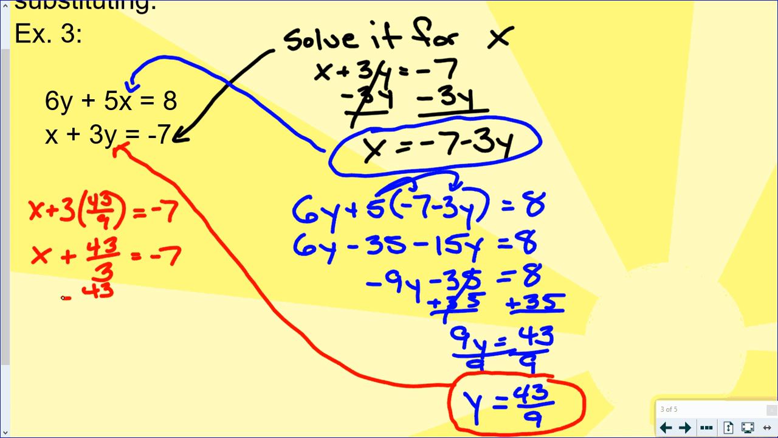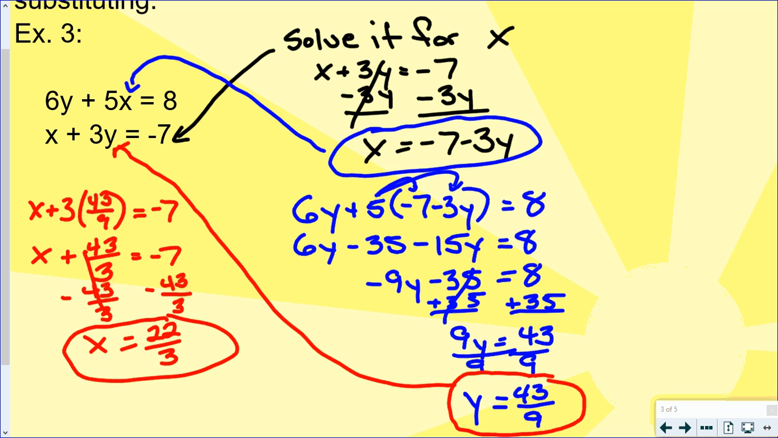Subtract -43/3 from both sides. Don't be afraid of fractions. They won't bite you. -7 minus 43/3. I put 7 there, sorry. 43/3. You can put that in your calculator and you get 22/3. So there's my x value.